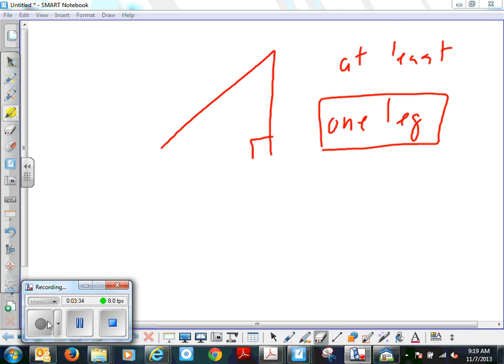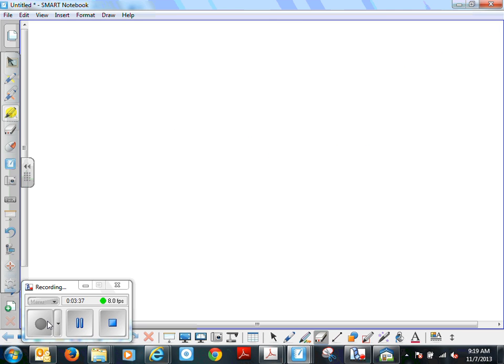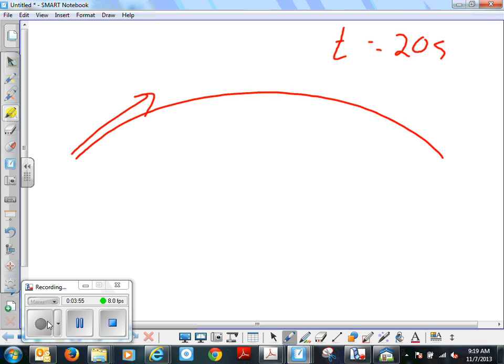Okay, so maybe let's look at a specific situation. For example, if I have a velocity like this, and I have a time that's equal to 20 seconds. Okay, in your head, what are you saying? What do you have right now? So this is the soccer punt, 20 seconds for the whole play. What can you find out right away?